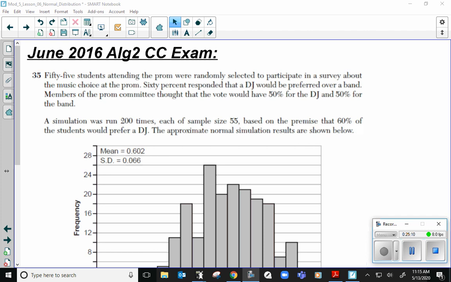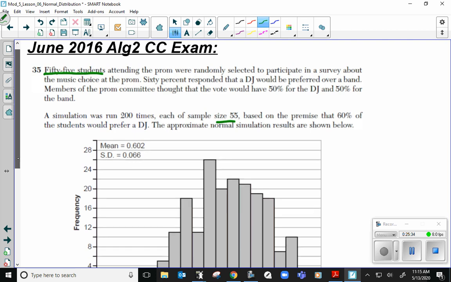A simulation was run 200 times. Each of the sample size, 55 students voting, okay, because that's what they have actually voting, so that's what their sample is. Their computer-based simulation is going to have 55 votes, based on the premise that 60% would prefer a DJ. The approximate normal results of the simulation are shown below.